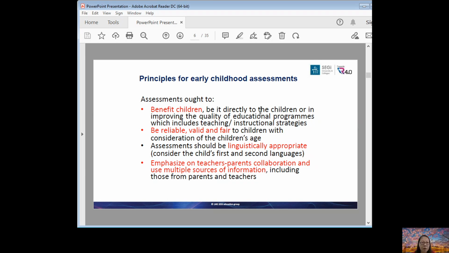Emphasize teacher and parent collaboration and use multiple sources of information, including those from parents and teachers. Teacher and parent collaboration is so important in a school. We need to have teacher and parent collaboration, as well as students actually. With this we can have more to help assess this child.